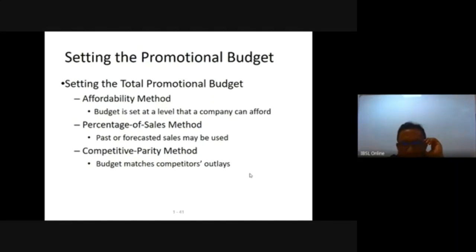So there are methods to set the promotional budget. One is the affordability method. The budget is set at a level that the company can afford. Say a smaller company's big boss says, okay, this year we spend 1 million for advertising. That's all. That's the budget. Within 1 million, you have to plan how much you are going to spend. That's going to be your marketing or promotional budget. Affordability method: that is what we can afford.